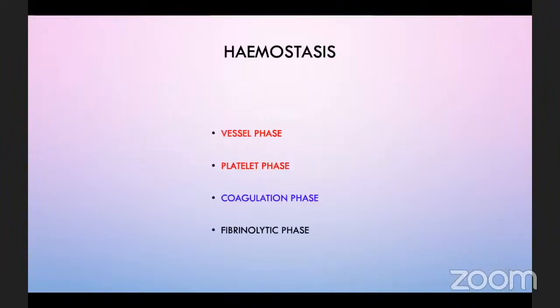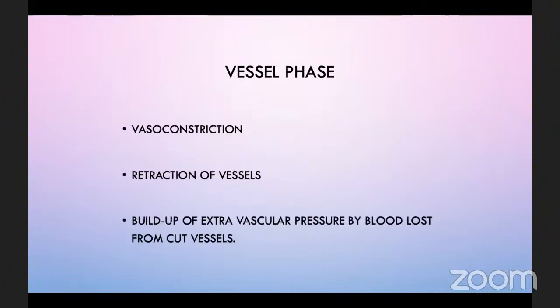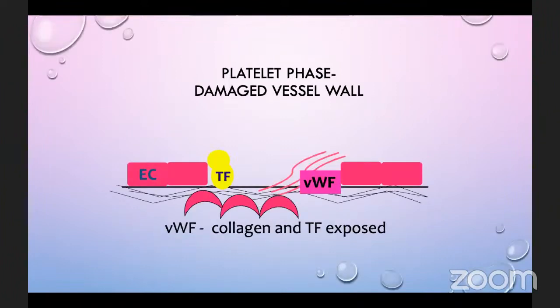Now, what happens when there's an injury, right? So there are a few phases that are involved. You have the vessel phase, the platelet phase, the coagulation phase, the fibrinolytic phase. During the first phase, which is the vessel phase, immediately after you have an injury, there's vasoconstriction and retraction of blood vessels. And as a result of that, there's a build-up of extravascular pressure by blood loss from the cut vessel. So this, in a way, reduces the bleeding rate of the patient post-injury, right?